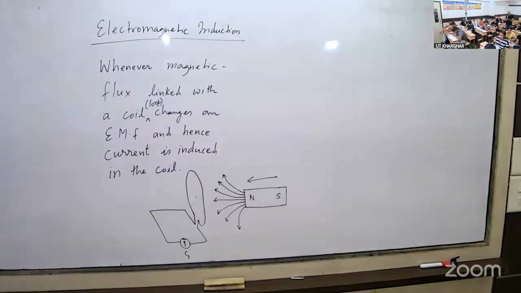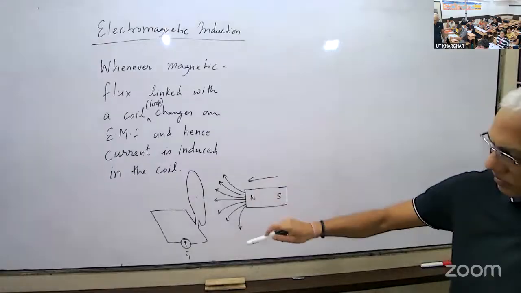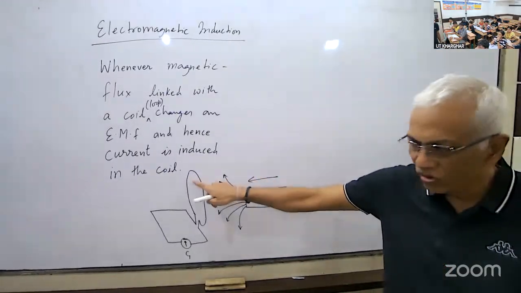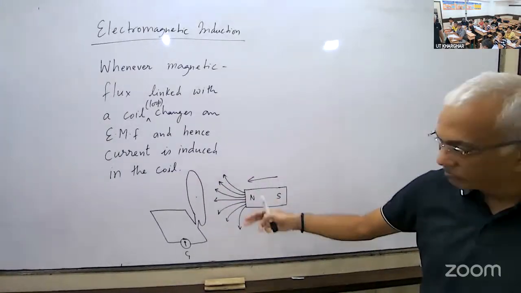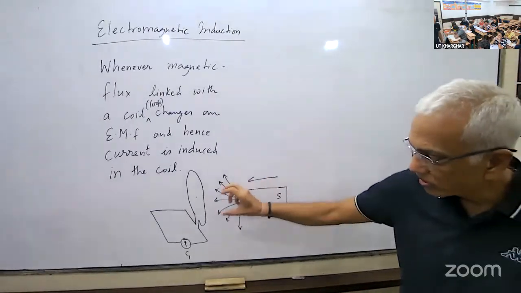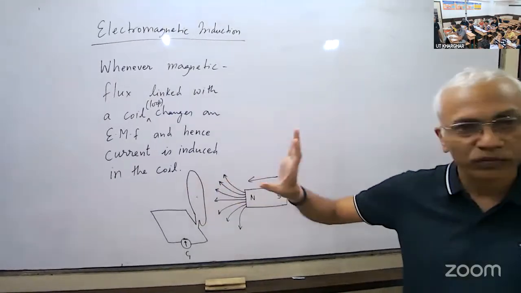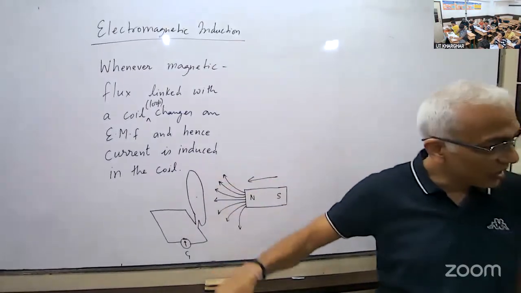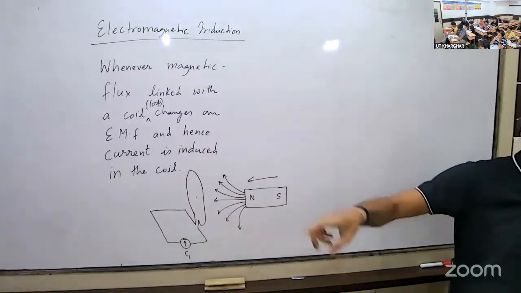So, what is changing due to the motion of the magnet? If you observe carefully, look at these lines. When the magnet is far away, these two lines will not cross the loop, whereas these three will. When the magnet comes closer, all these lines will enter through the loop. You get it? So these magnetic field lines are called magnetic flux.